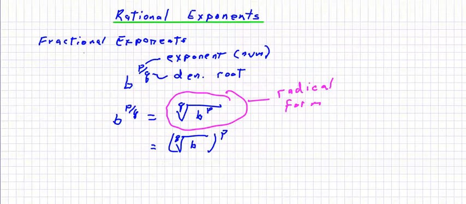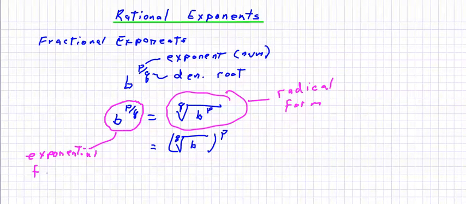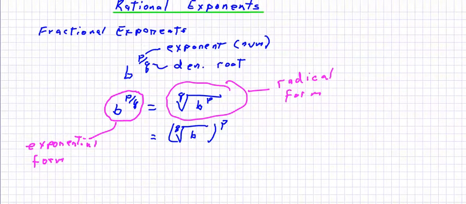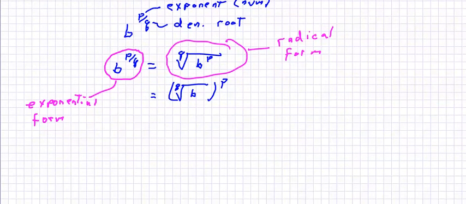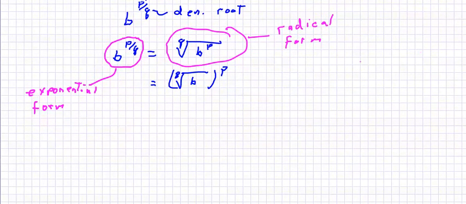This is the exponential form. Radical form means we want it written with a radical. Exponential form means we want it written with an exponent. All right? It's pretty sloppy writing, but whatever. All right, let's look at some examples.